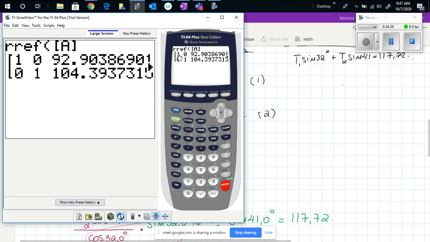And then you see whatever variable you had in the first column, which for us was T1, is equal to 92.9. And whatever variable you have in the second column is 104.39, or 104.4 that we have. So this is, again, why it's important to have the variables in the same column. T1 under T1, T2 under T2, not mixing them up.